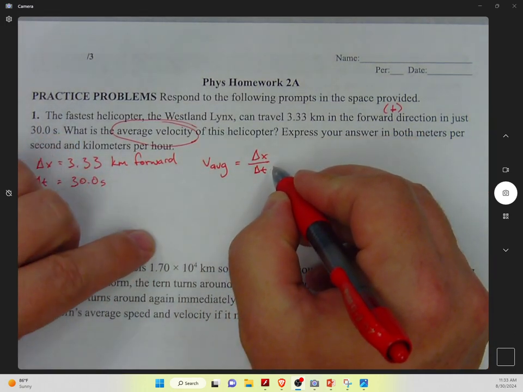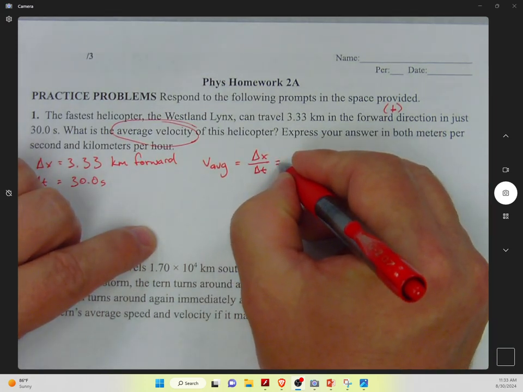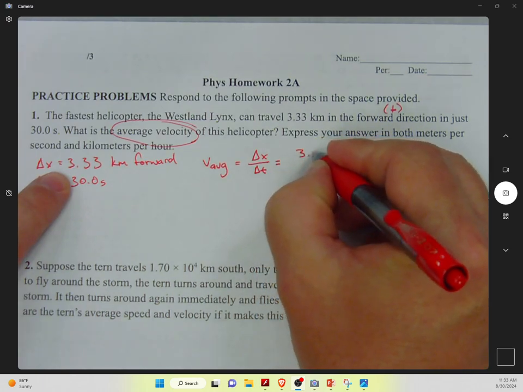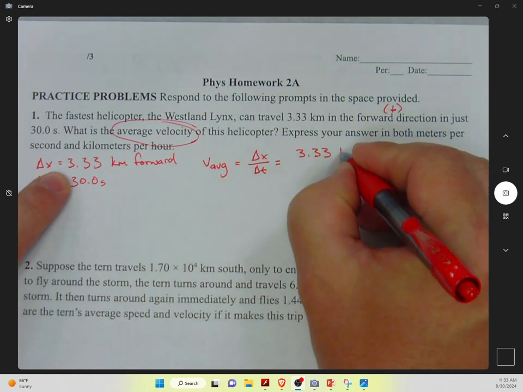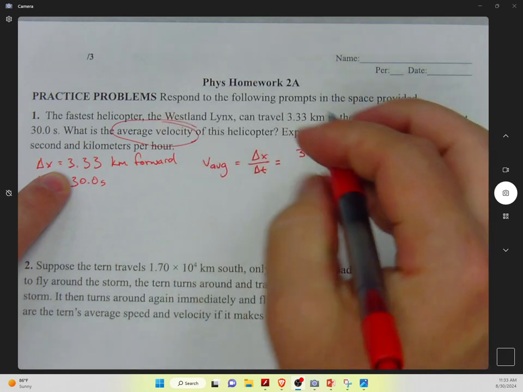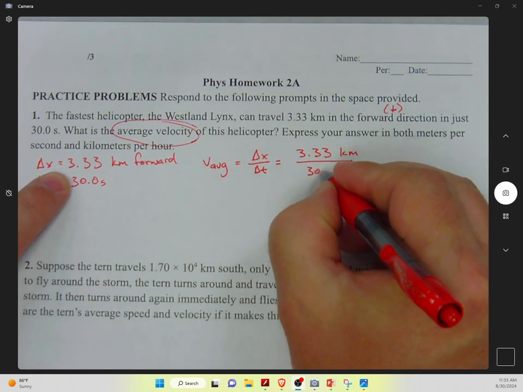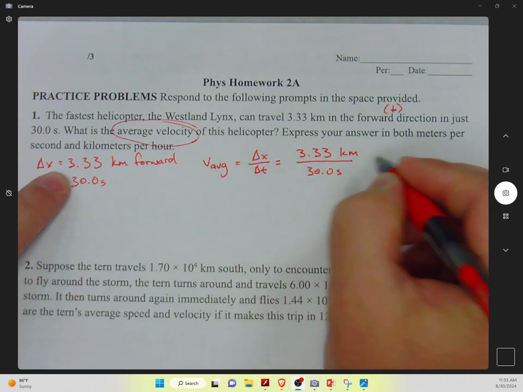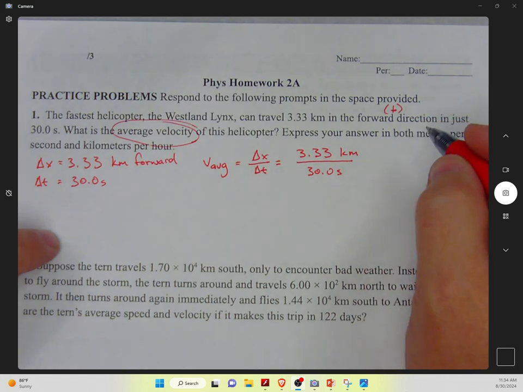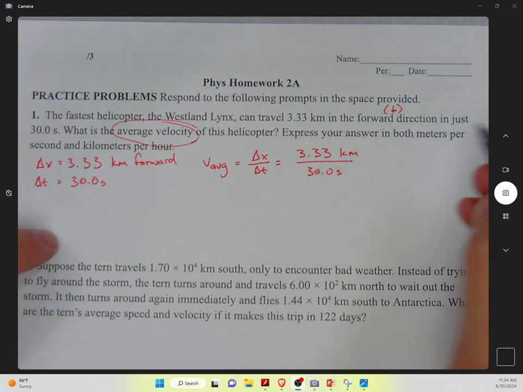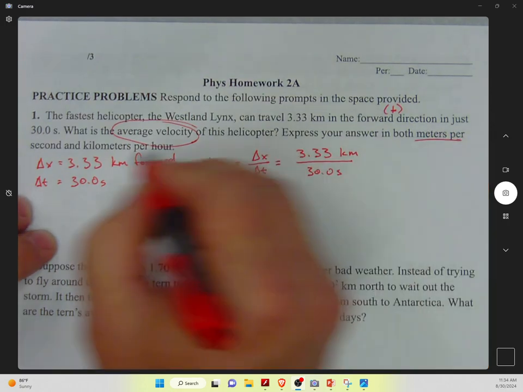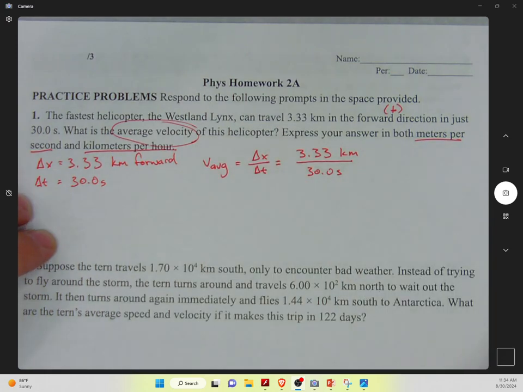So I'm going to extend that. Again, my delta x, which I have written down over here, 3.33 kilometers over 30 seconds. Now, this is going to give me an answer, and it's going to have the units of kilometers per second. But what is the question asking me for?